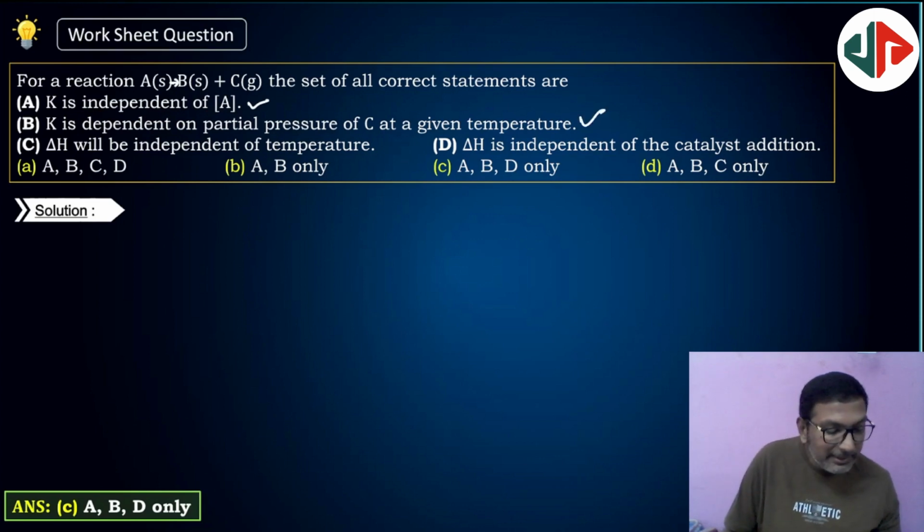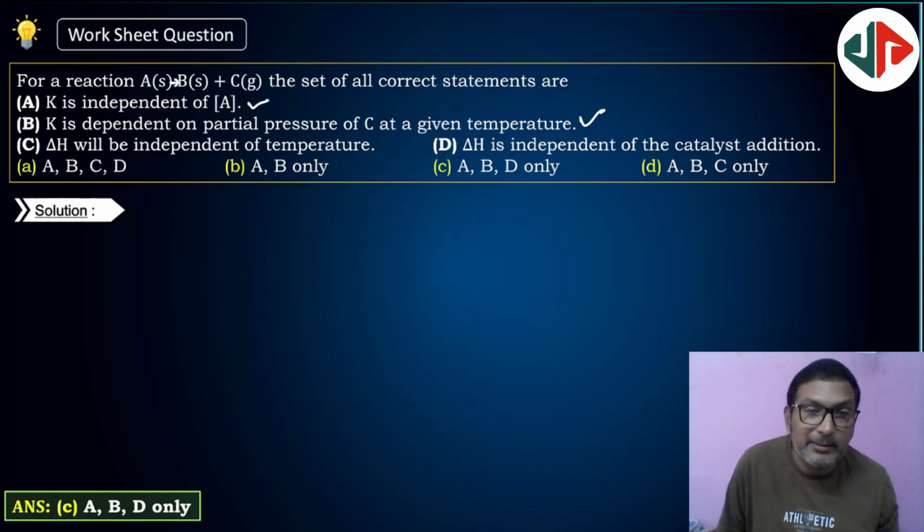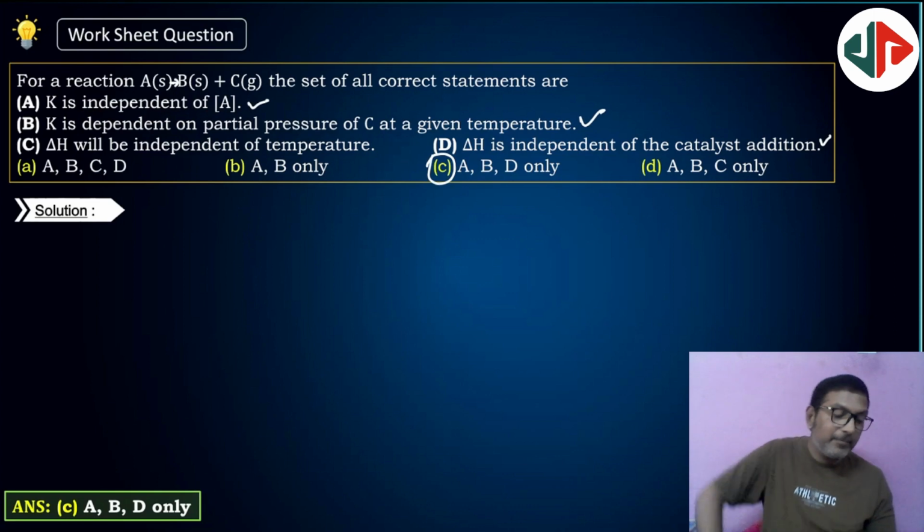Next, delta H will be independent of temperature? That is dependent on temperature. Delta H depends on temperature, so based on temperature, we can calculate delta H. Delta H is independent of catalyst, so catalyst has no effect on equilibrium. So which is correct? Therefore ABD. ABD means option C is correct.